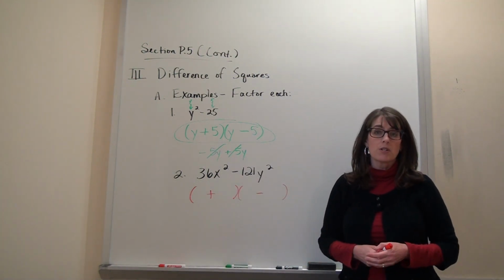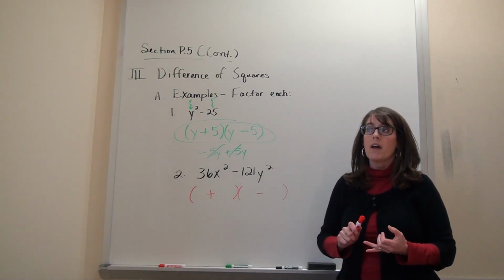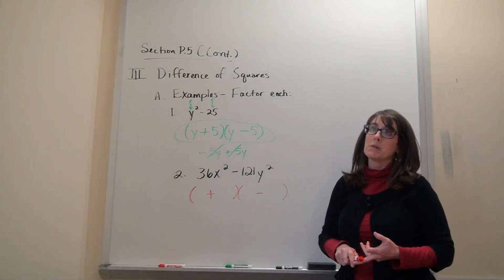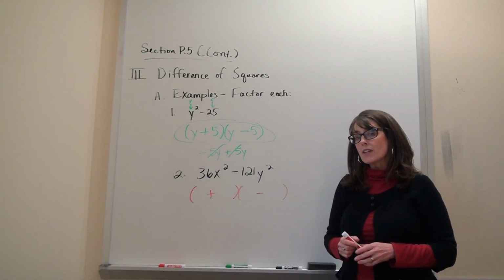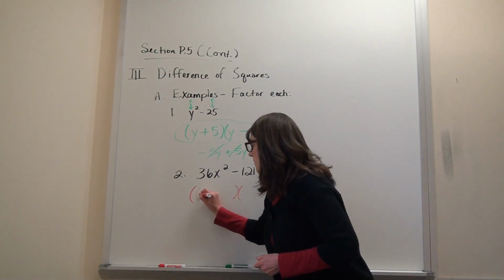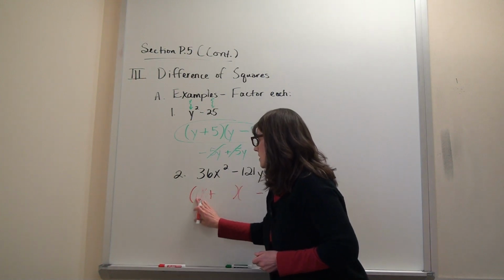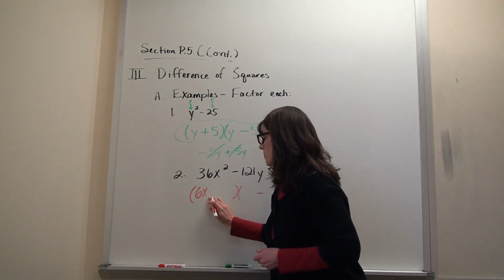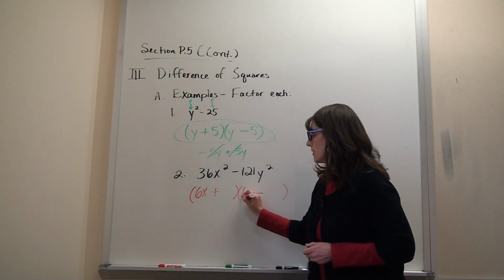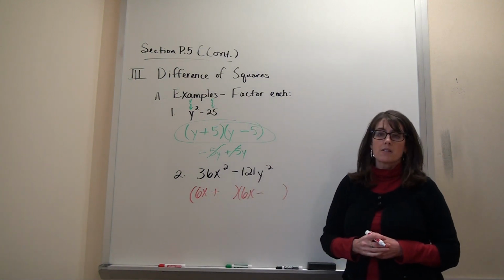Granted, I could split a 36 up as a 36 and a 1, a 3 and a 12. I could split it up as a 9 and a 4, 6 and a 6. But if it splits evenly, I'm going to try that first. Also knowing that this is 2 terms, and 2 terms is kind of a little tip that it's probably going to split up evenly. So 6x and 6x.